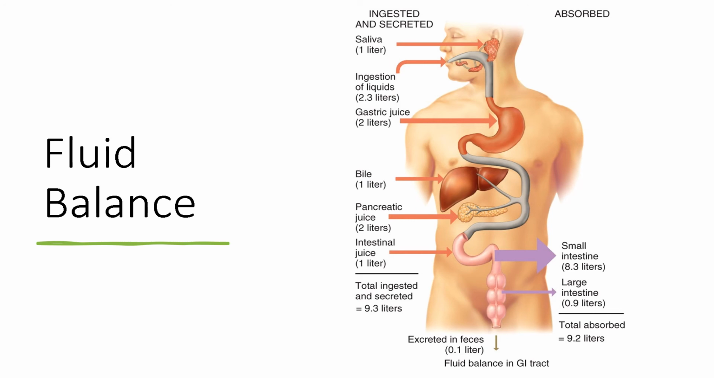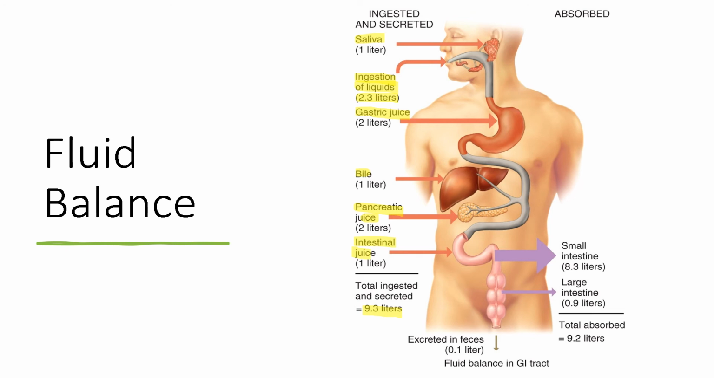So let's briefly talk about the fluid balance of the digestive system in the body. The total volume of fluid that enters the small intestine each day, which is about 9.3 liters, comes from the ingestion of liquids, about 2.3 liters, and then from various gastrointestinal secretions. About 7 liters here from saliva, gastric juice, bile, pancreatic juice, and intestinal juice.